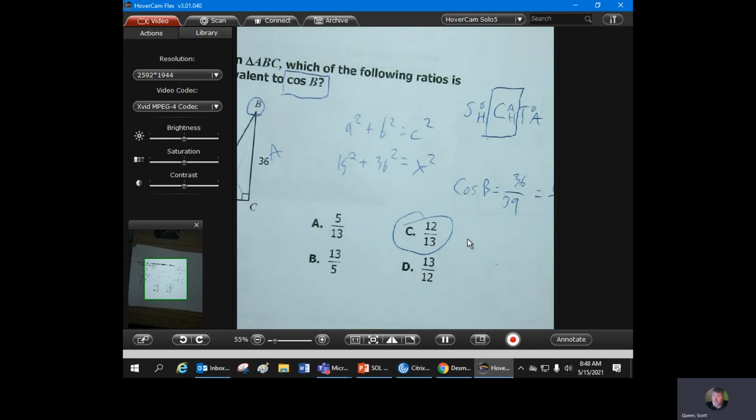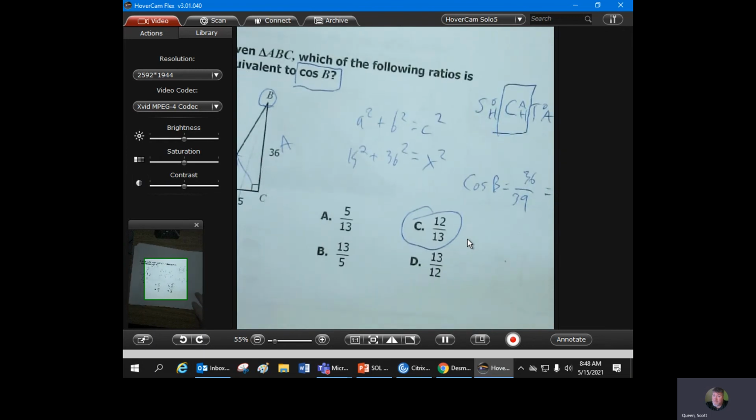Did that make sense? That one took a little longer to do, but that's because we had to figure out a side.